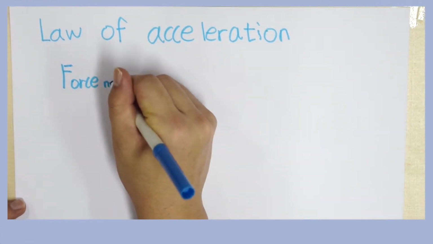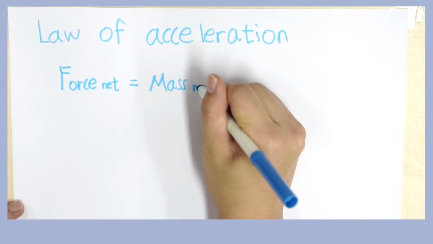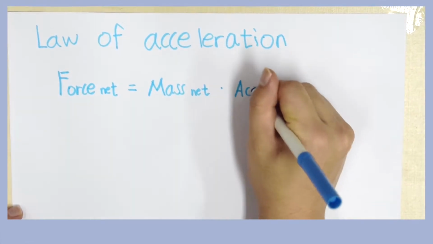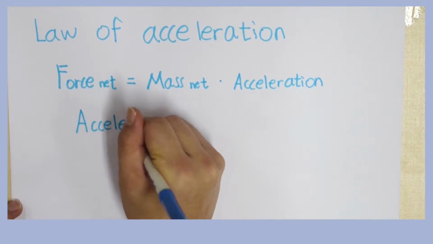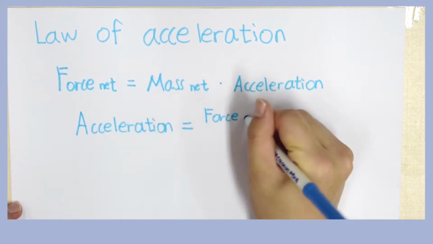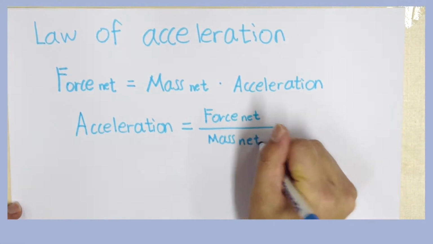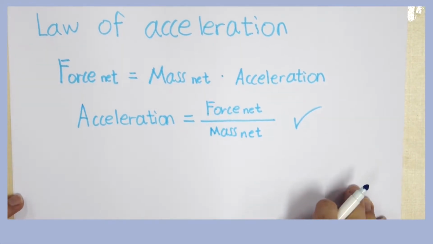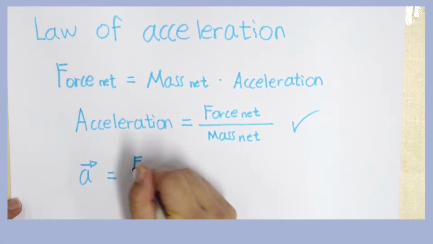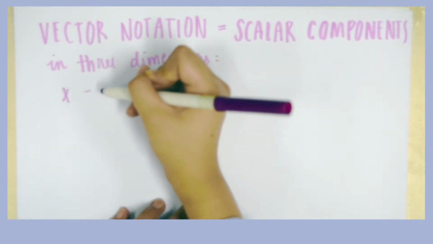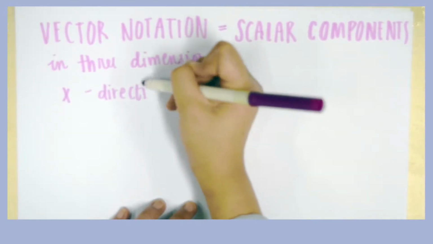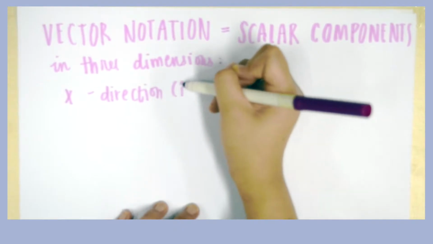Since we know that force net equals mass net times acceleration, we can rearrange the equation such that we are finding for acceleration. It becomes acceleration equals force net divided by mass net, or a equals F net divided by m net. So by definition, by looking at this equation, acceleration is directly proportional to the net force and inversely proportional to the mass of an object, or objects.